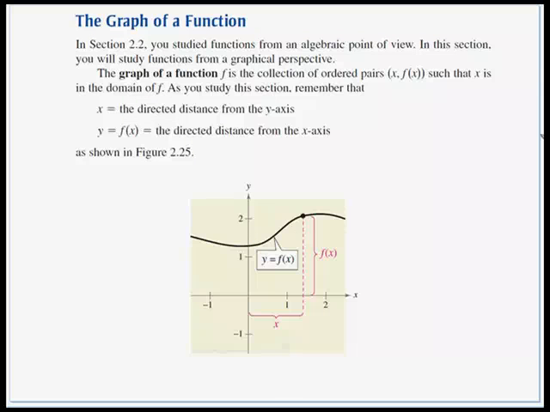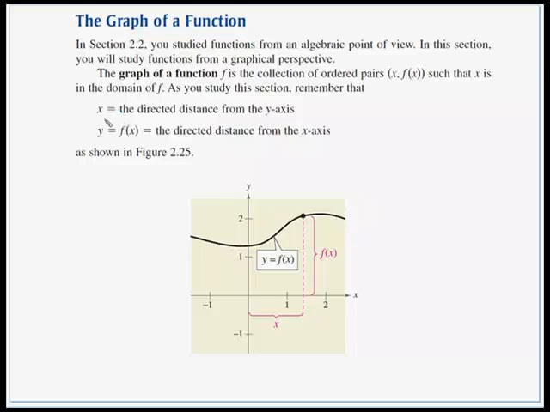Alrighty. In the previous section 2.2, you studied functions from an algebraic point of view. In this section, we're going to study functions from a graphical perspective. So the graph of function f is the collection of ordered pairs x comma y, or remember with our function notation, f of x is equal to y. We put an x value into the function, we run it through the function, and out pops the y coordinate. So the x comma y we can also write as x comma f of x, such that x is in the domain of the function f.